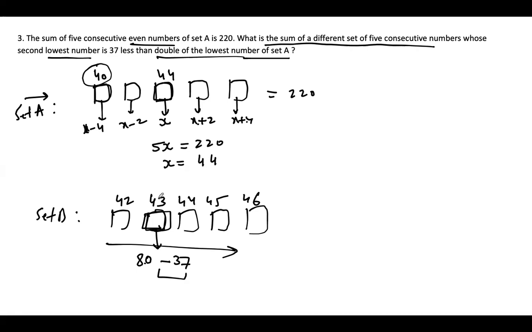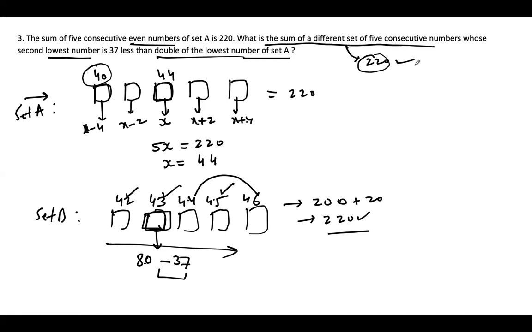Imagine everything as 40. So 200. Now we are left with 2 plus 3 plus 4 plus 5 plus 6, which is 20. So the sum is 220. The question is asking for the sum, so this is going to be 220. Very good.